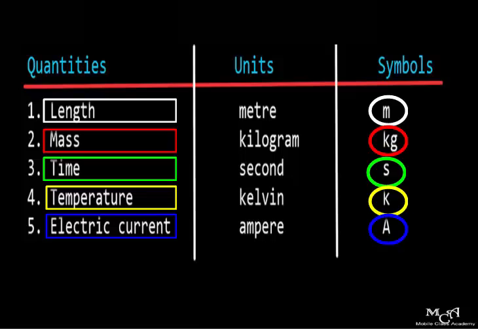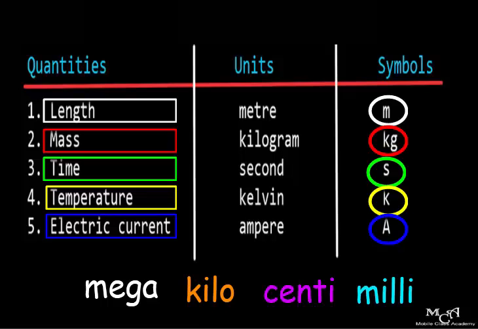We have some other prefixes like mega, kilo, centi, or milli, etc. They are used to indicate multiples and submultiples of these units. Mega, kilo, centi, milli are used to indicate multiples and submultiples of the units that we have just measured.